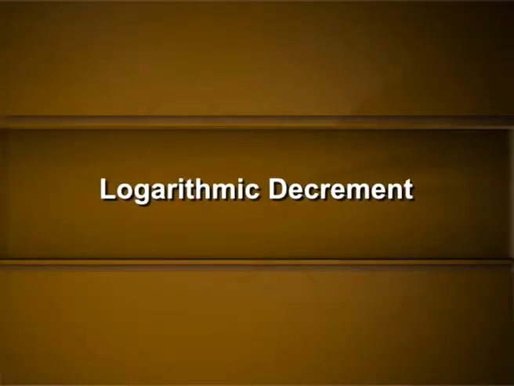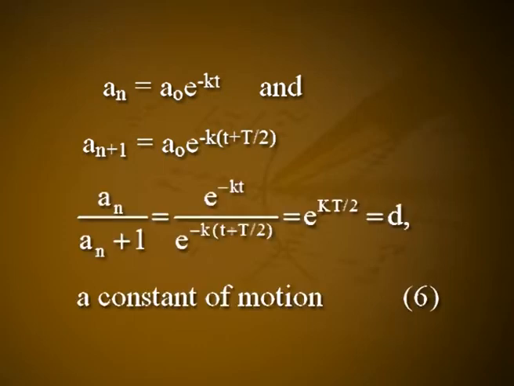Logarithmic decrement. The natural logarithm of the decrement is called logarithmic decrement. The time interval between the successive maximum displacements, that is amplitudes, on the left and right hand sides is T/2. Let aₙ and aₙ₊₁ be the successive amplitudes. Then aₙ = A₀e^(−kt) and aₙ₊₁ = A₀e^(−k(t + T/2)).